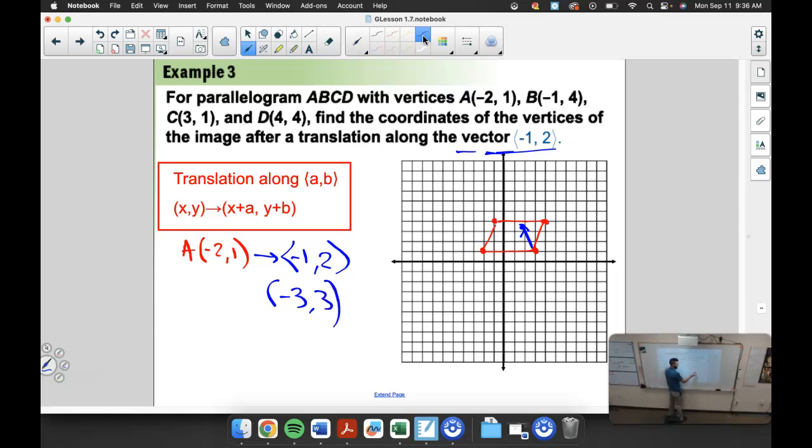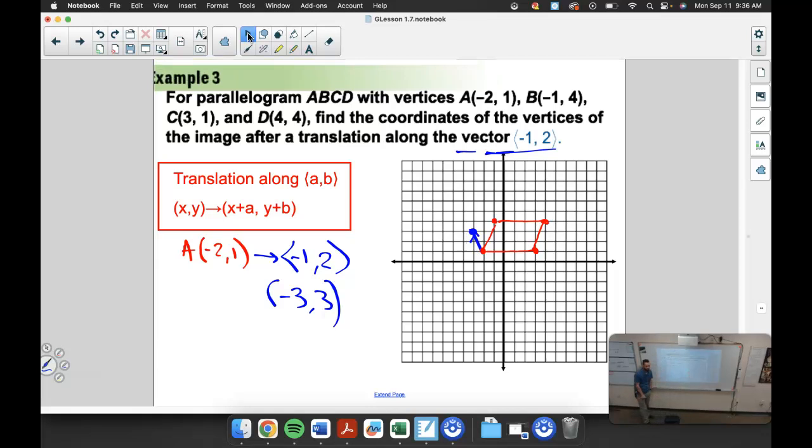Does everybody see that like that's taking this thing and I'm moving this one point, if I can grab it, that much? Can I see how that works? So we're just doing that with every coordinate.